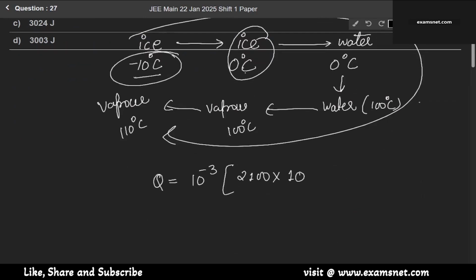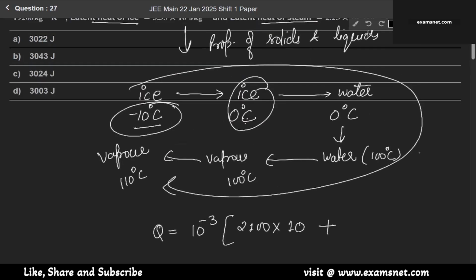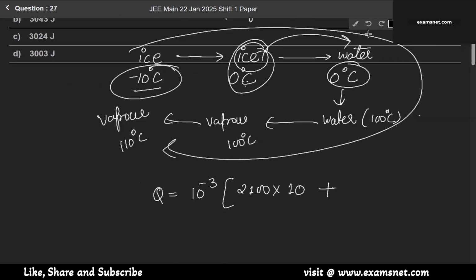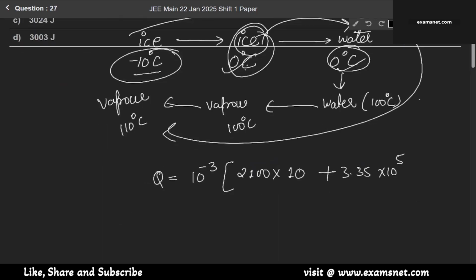Okay. Then plus, now the temperature is at 0 degrees Celsius, changing from ice to water at 0 degrees Celsius, and we are given the latent heat of ice is 3.35 into 10 to the power 5. So it will be 3.35 into 10 to the power 5, and there is no change in temperature, 0 degree, 0 degree. So there will be no change in temperature.